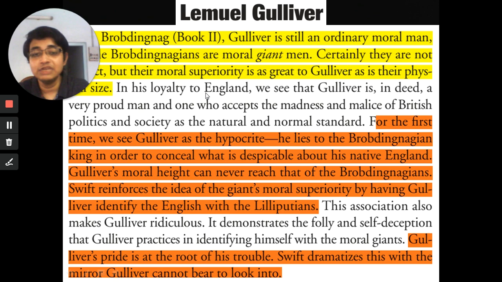So while in book 1 Swift tries to identify the English with the Lilliputians, in book 2 Gulliver has been identified with the Lilliputians, because there is no one else to represent the English; the Brobdingnagians here are the ideal human race. So Gulliver's pride is at the root of his trouble, and Swift dramatizes this with the mirror Gulliver cannot bear to look into. Such a mirror, a giant Brobdingnagian mirror, where Gulliver cannot see himself, cannot even think of himself. As an Englishman, Gulliver cannot recognize his own follies and his own pride.